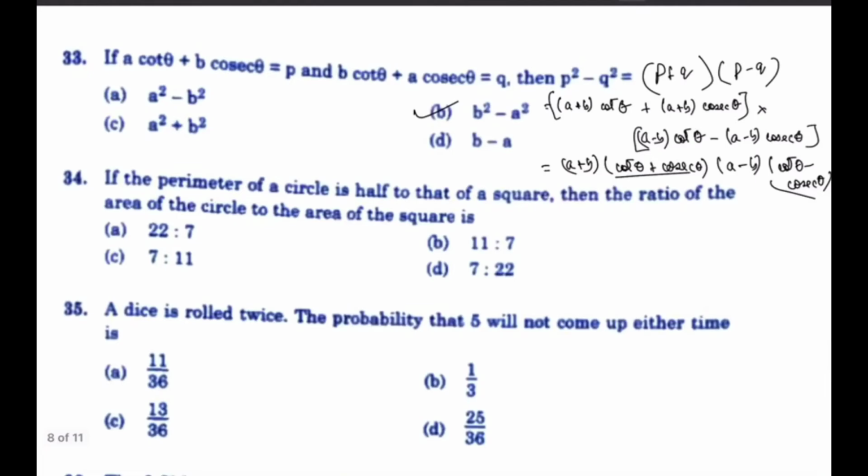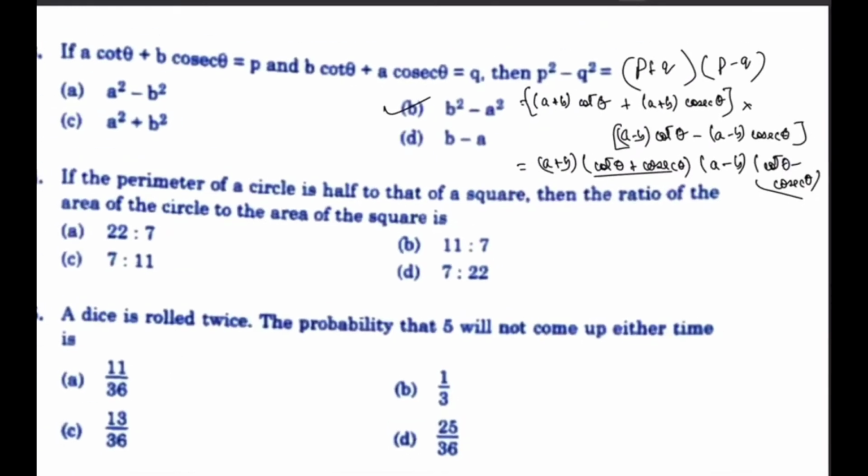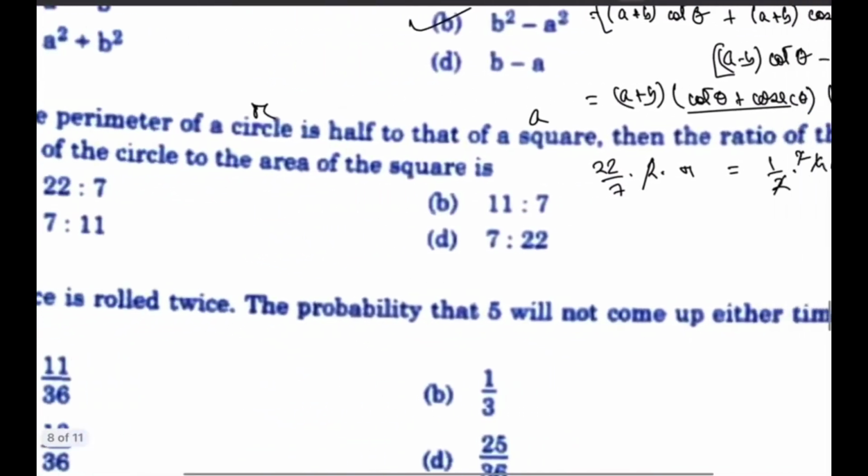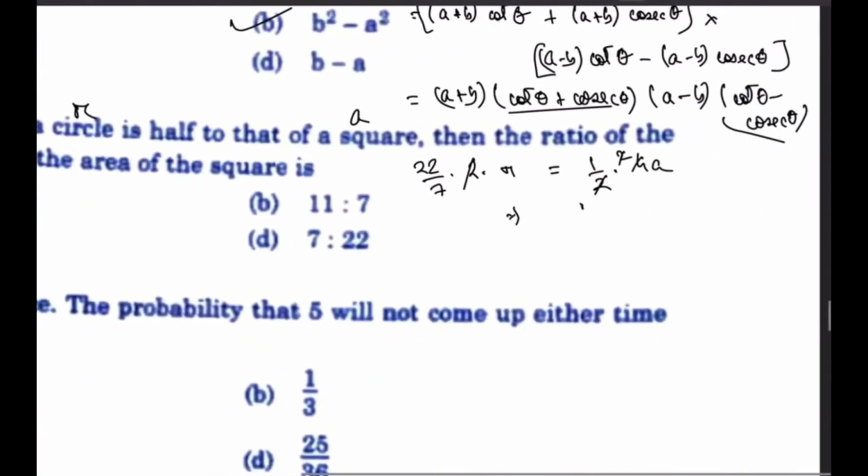So perimeter of a circle is half that of a square, the ratio of area of the circle to the area of the square. So let the side of the square be a and let the radius of the circle be r. So what we are saying is 22 by 7 into 2 into r equals half of perimeter of the square. So where does that leave us? This becomes 2, and these two cancel, so circle to square. So what we are saying is r by a is 7 by 22.